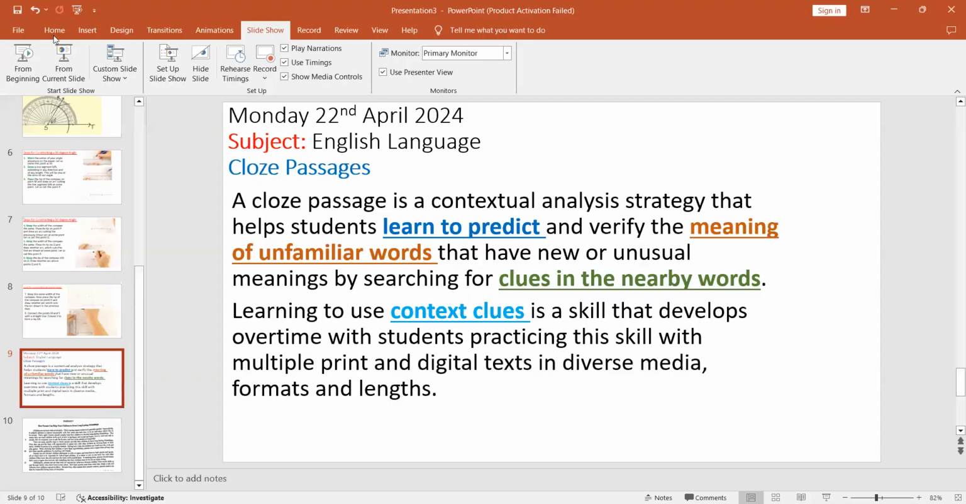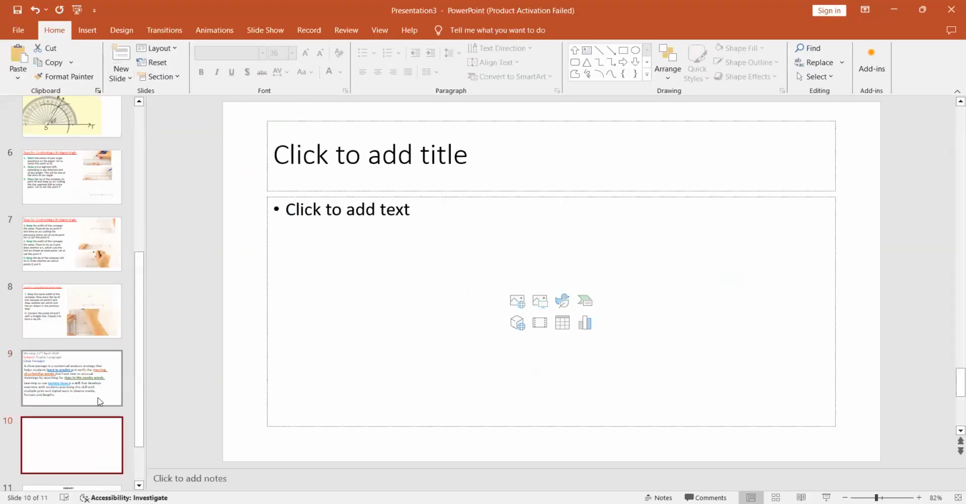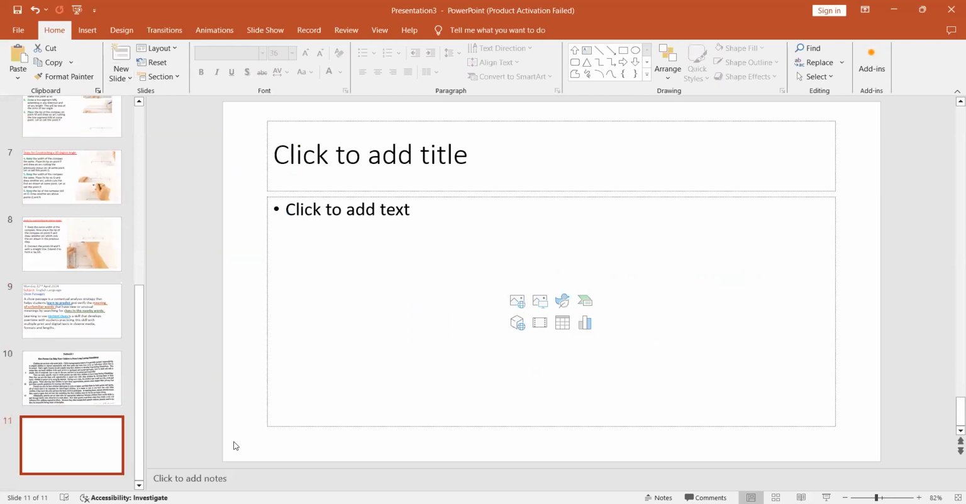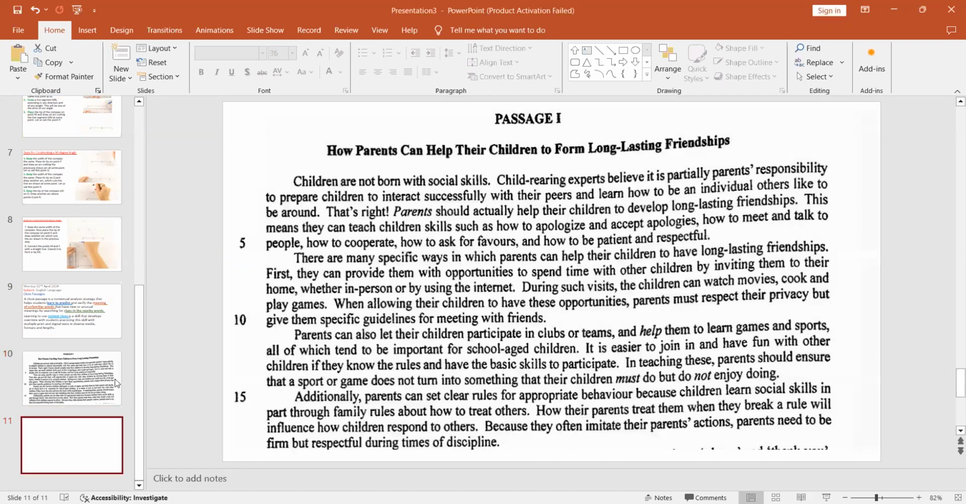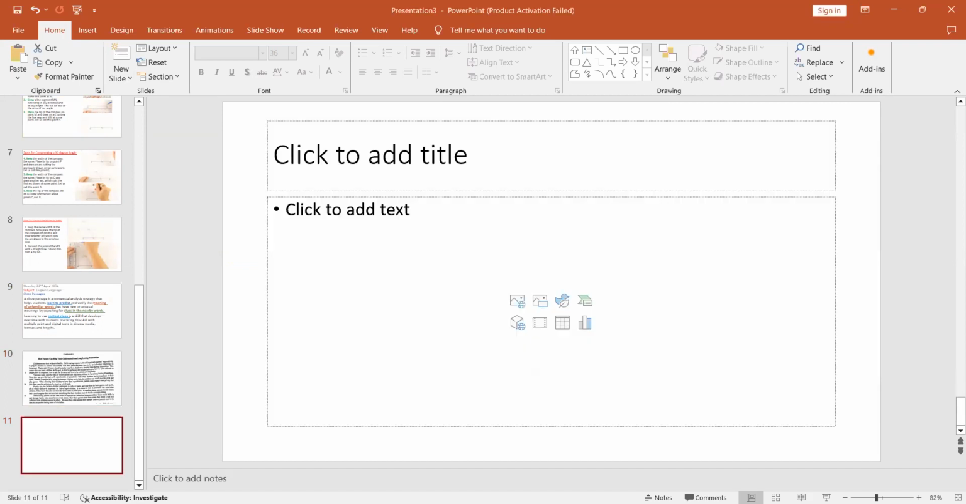What we're going to do is actually read it, and then from reading it, we're going to answer the questions from the closed passage, right? Okay.